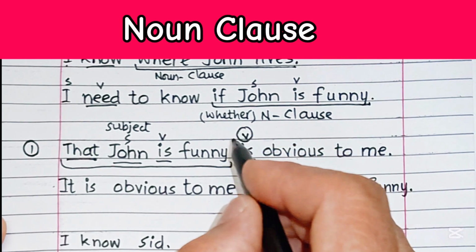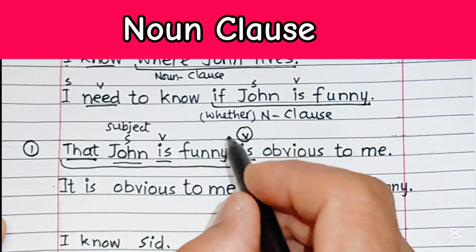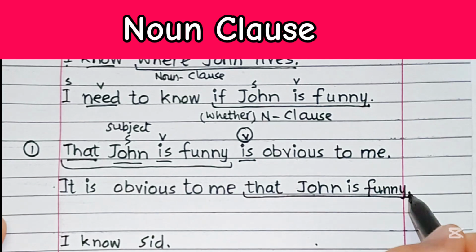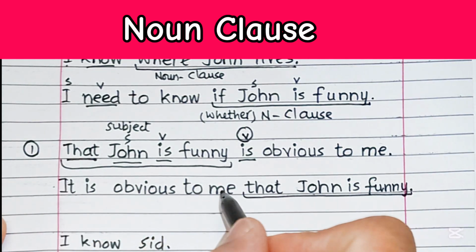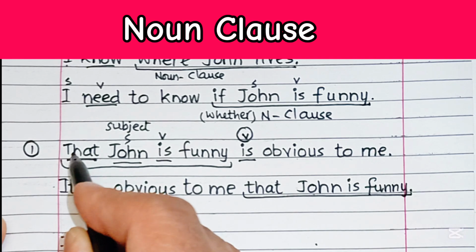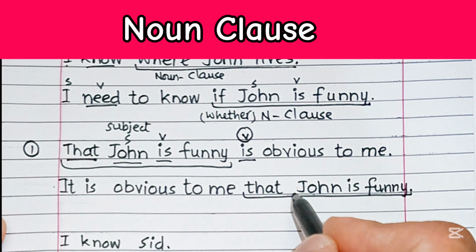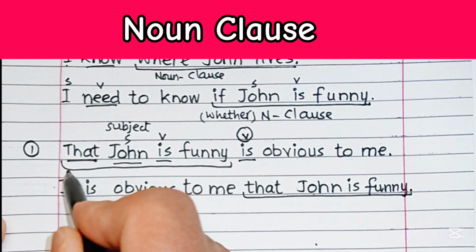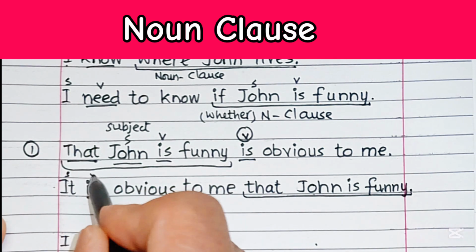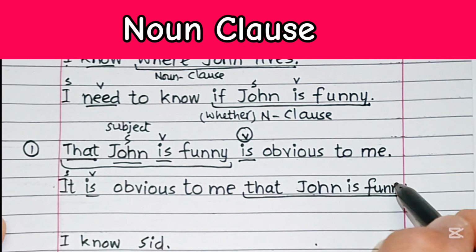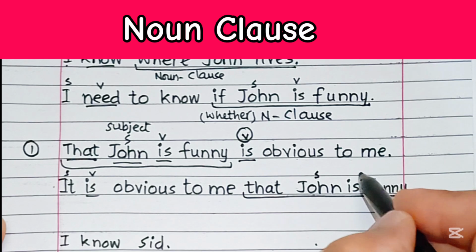But here we can see the noun clause being used at the end of the sentence. In this particular sentence, it is obvious to me that John is funny. It can be used in the beginning of the sentence, or it may be used at the end of the sentence. It is obvious to me. This is the subject and then this is the verb. It is obvious to me what? That John is funny. It has got the subject and a verb.